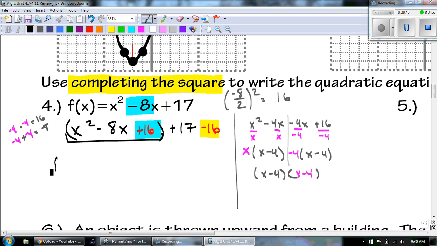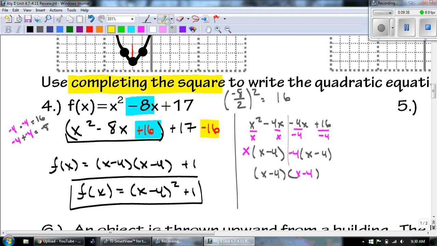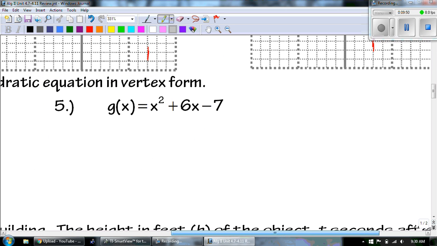So as we're writing this, we would have f of x equals x minus 4 times x minus 4. And then I have 17 minus 16, which is a 1. And now we would just write that as x minus 4 squared plus 1. And there's our final answer, okay? Now, that's showing all the work with all the factoring, but we've talked about the shortcut, okay?